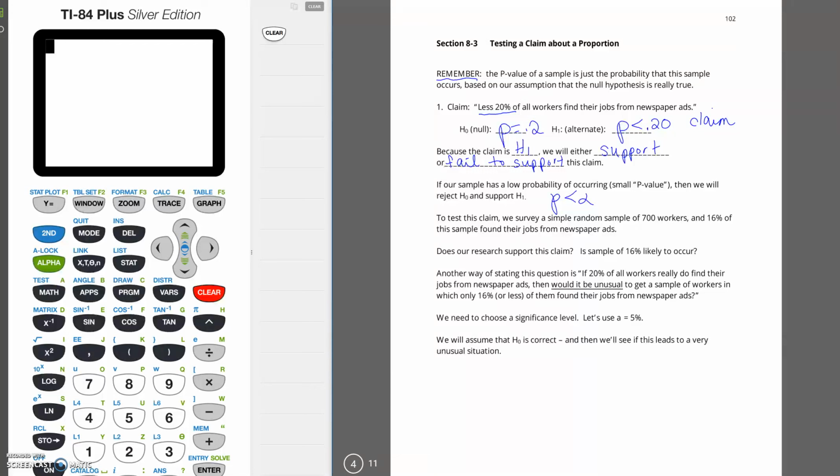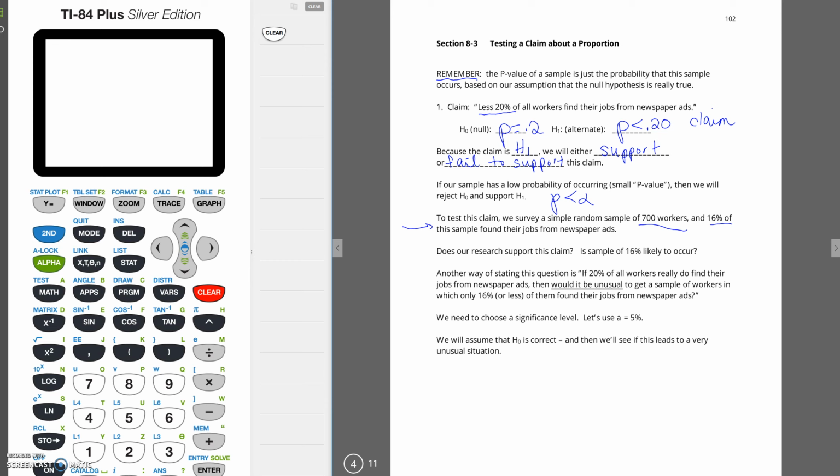So here's the information that would also be given to you in the problem. To test this claim, we survey a simple random sample of 700 workers, and 16% of them, the sample, found their job using newspaper ads. So what we're really asking is, if the true proportion was 20%, what's the probability that a sample would give this 16%? Another way of stating this question, if 20% of all workers really do find their jobs from newspaper ads, then would it be unusual to get a sample of workers in which only 16% or less of them found their jobs in newspaper ads?